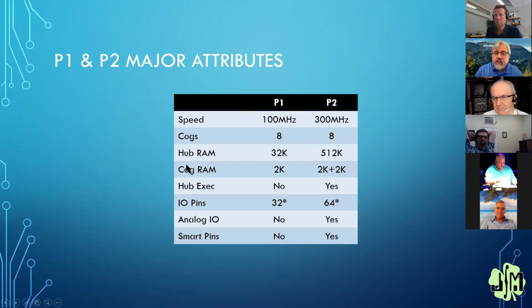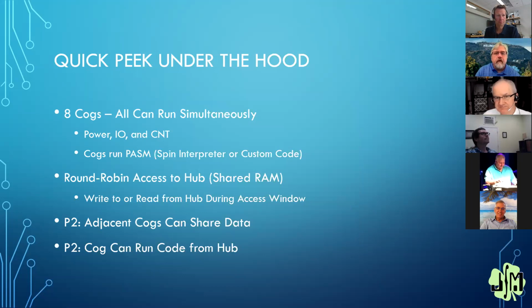The cogs that actually run code, there's more space in the P2. Chip added a neat trick to the P2 that allows the cog to grab code right out of the shared space, which essentially gives you an infinite sized program. A lot more IO pins. The P2 has some analog capabilities, and we have these really neat bits of circuitry on the pins called smart pins that allow us to do complex functions. I'm gonna show a couple of demos on that.